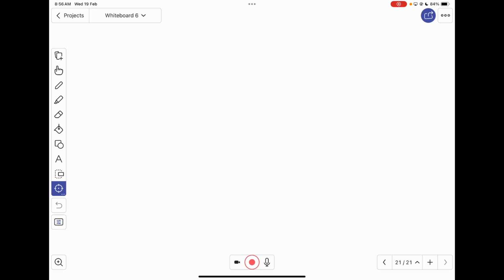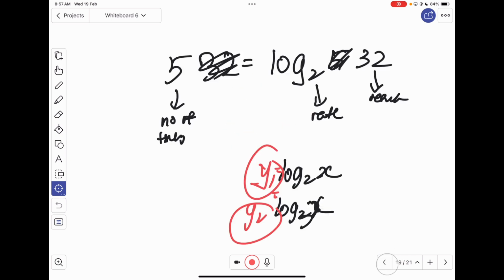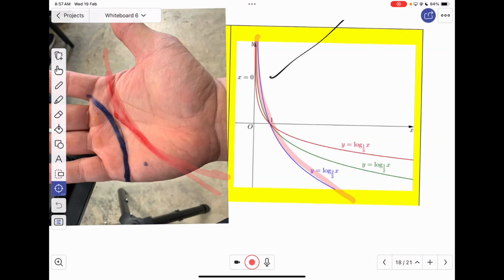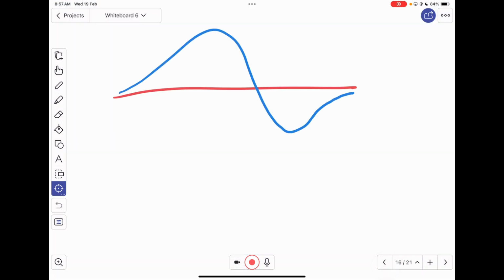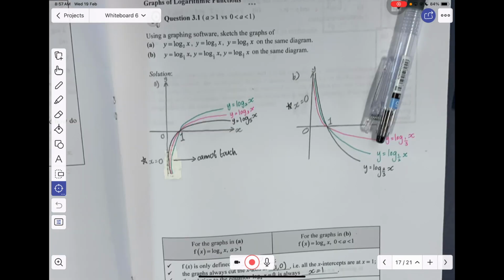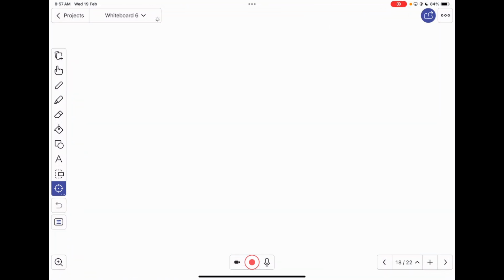The graph of this, 1 to log x, it will just be the same. It will pass through 1. It will always be this line. So remember yesterday I said the y coordinate, it will always be this line. Correct. It will be this line.